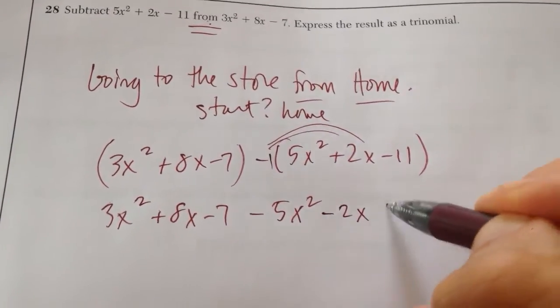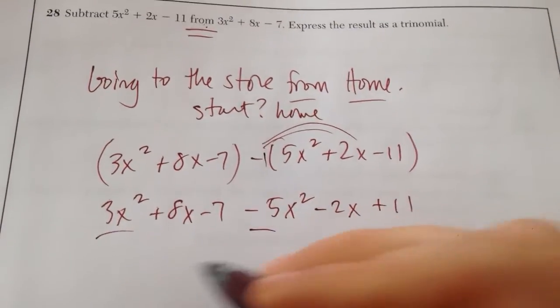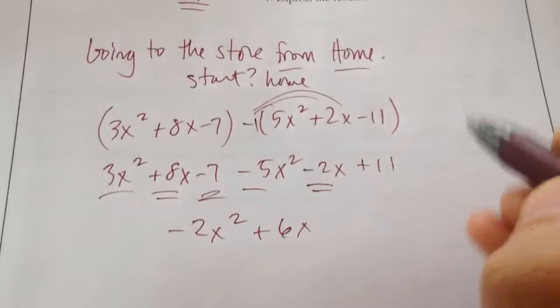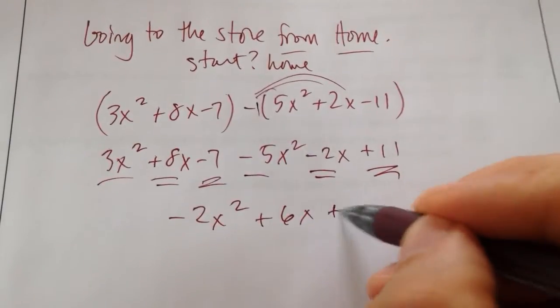So I get minus 2x and then plus 11. Combining like terms, I get -2x squared. 8x minus 2x is 6x. And then basically saying -7 plus 11 is plus 4.